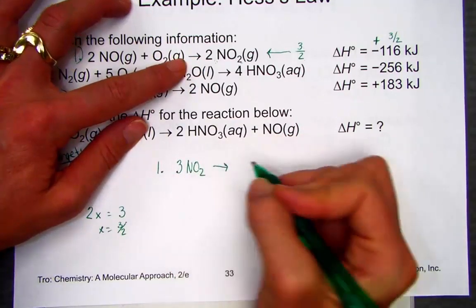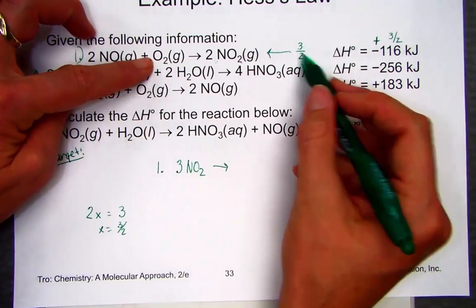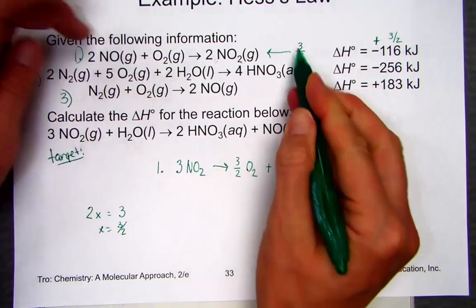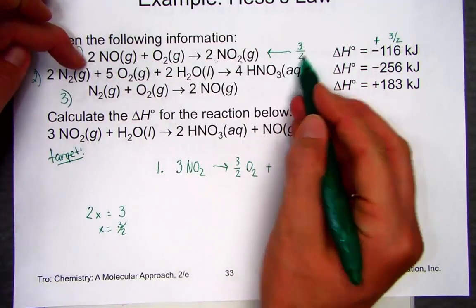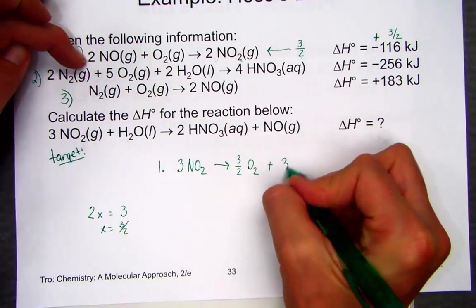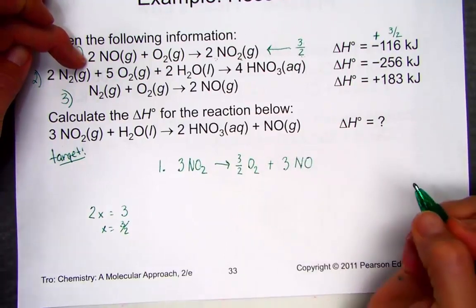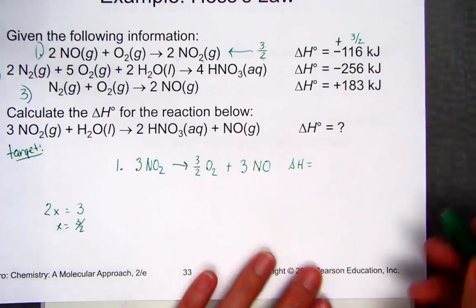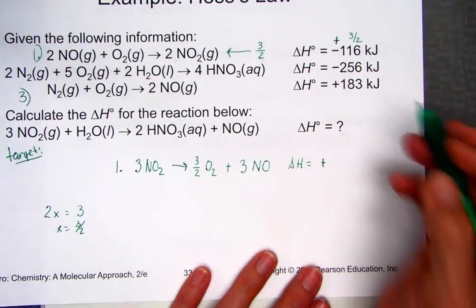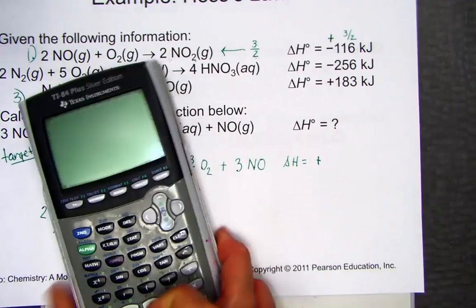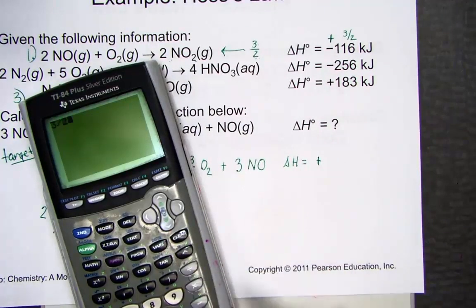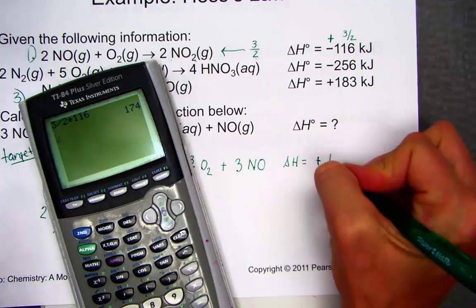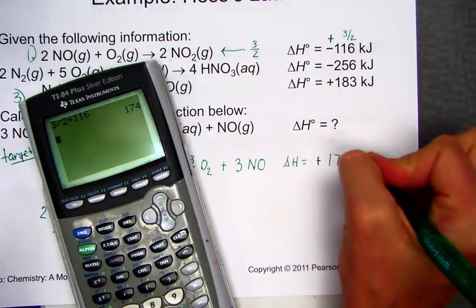Then the arrow. 3 halves times 1 is 3 halves oxygen. And 3 halves times 2 gives us 3 units of NO. The delta H for this equation, we flipped the signs because we flipped the direction. And let's just simply take 3 halves of 116. And I get 174 kilojoules of heat.